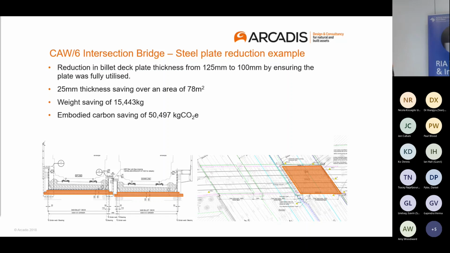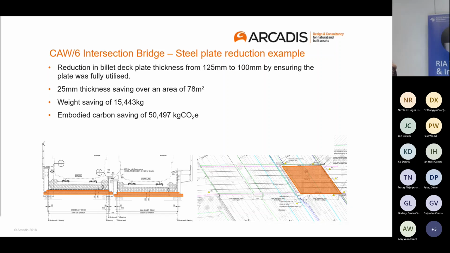So the team sat down and refined the design to allow for a 100mm thick steel deck plate instead of the usual 125mm, which is usually used by ensuring the deck plate is fully utilised. So we had a 25mm thickness saving that was created over the deck area of approximately 78 metres squared. So this is, again, just to emphasise, quite a small area that we're using this on. But even alone, this resulted in a weight saving of 15,443 kilograms, which you can imagine also has safety and cost benefits if you don't need to hire cranes that are lower capacity, and we're transporting it, it's much lighter.